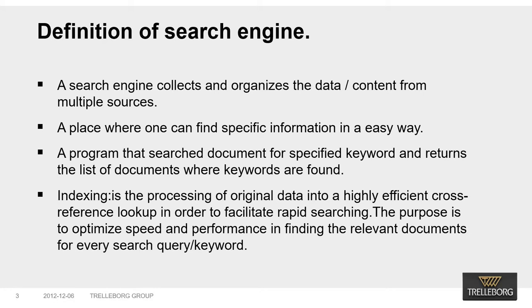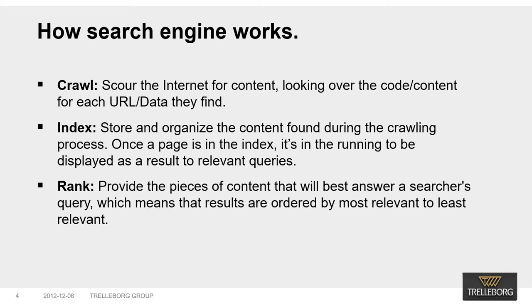Now, how does a search engine work? Basically it works on these three principles: crawling, indexing, rank. Okay, crawling is nothing but collating the data. It scours the internet for content, looking over the code or content for each URL or data they find. It all collates and places the data in a particular folder. And then we index the data, we organize the data, or we tokenize the data, so that the relevant information is passed on to the end user.